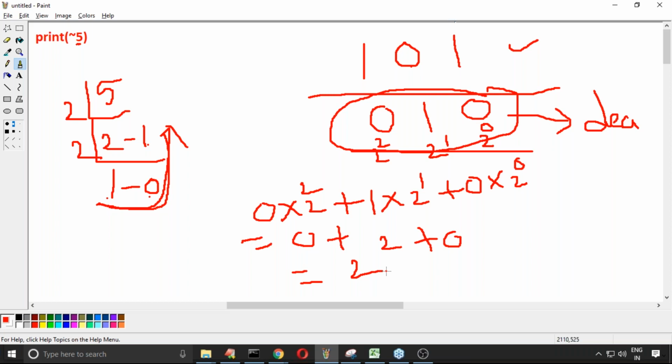Decimal numbers, such type of things are not going to be converted into binary. It is applicable only for integer values in binary, all these things. Decimal number, such type of terminology is not applicable.